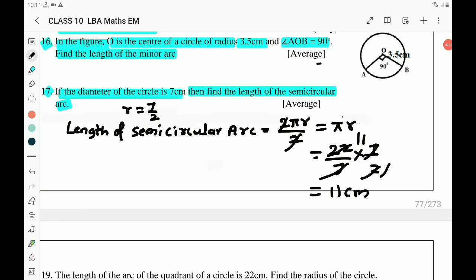If you use the formula theta by 360 into 2 pi r, theta is equal to 180 degrees. 180 by 360 means it becomes half of 2 pi r. Half of 2 pi r is nothing but 2 pi r by 2. Therefore, directly you can write 2 pi r by 2, or directly you can write pi r also.